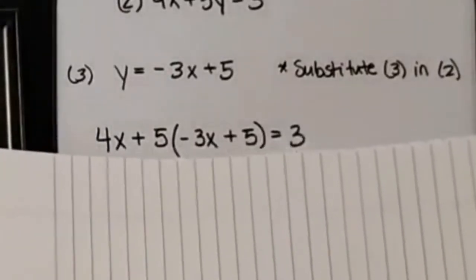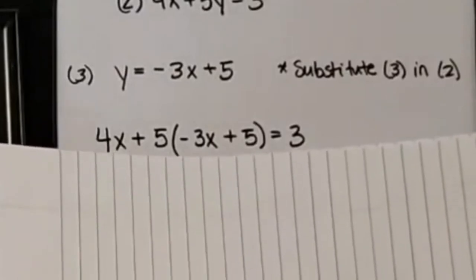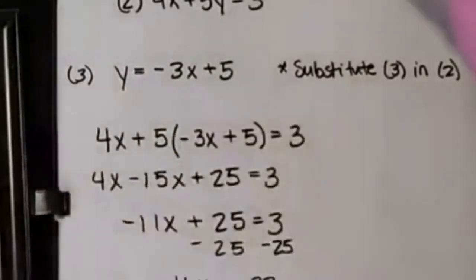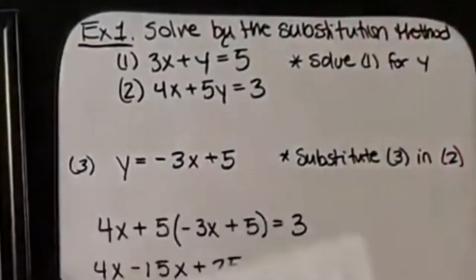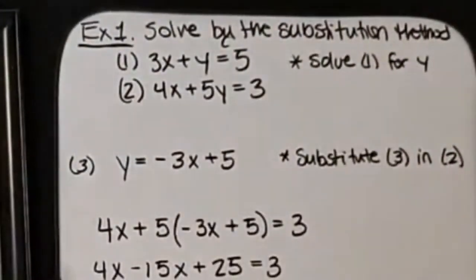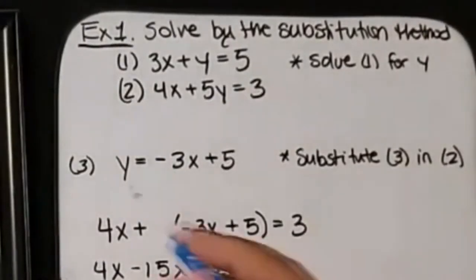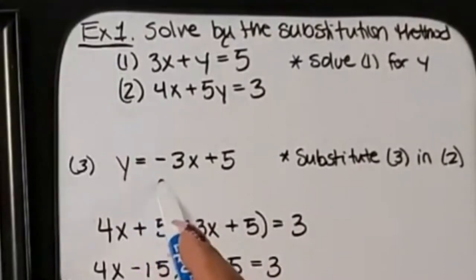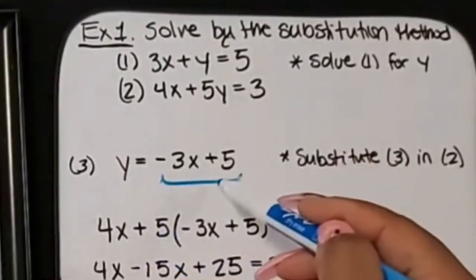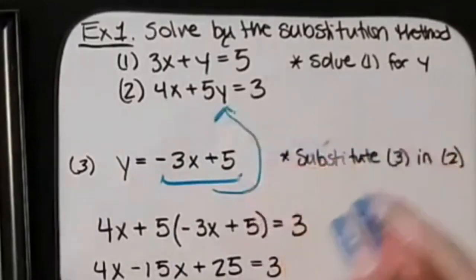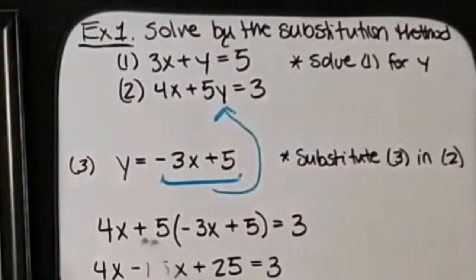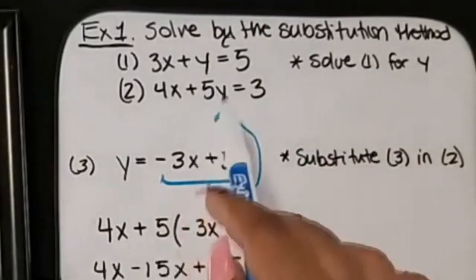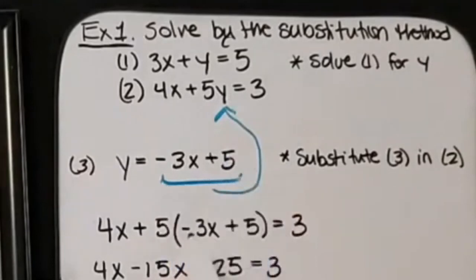Now we take equation 2, and where the y is in equation 2, we plug in what y equals. Where it says y equals this, we're going to plug that in for the y in our second equation, and it will look like 4x plus 5. Where that y was, we'll put in this whole variable expression, and then we still have our equals 3.